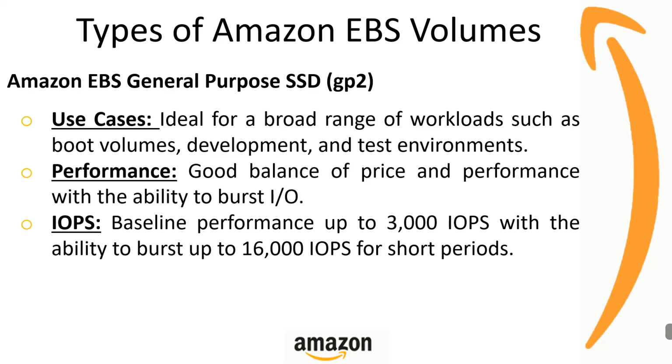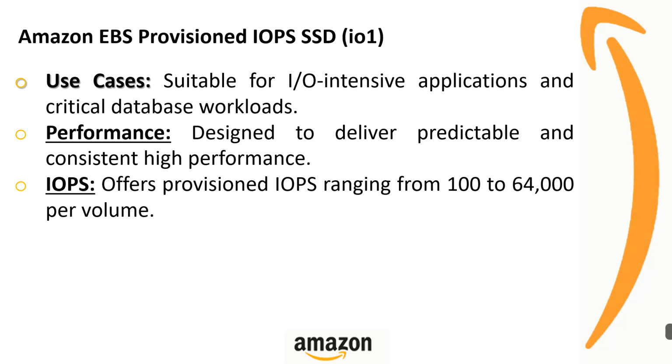So suppose our requirement is input output per second up to 3000, then we will go for the General Purpose SSD, right? According to our requirement, we will use our SSD. Suppose our requirement is very high. General Purpose SSD is the minimum requirement. If our requirement is high, then we will go for the second one, right?